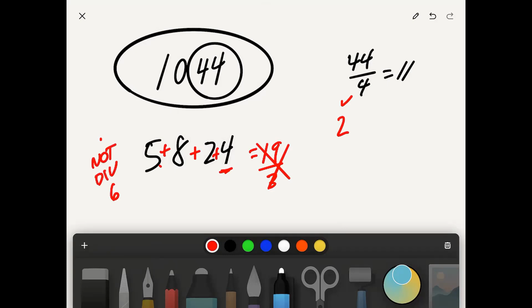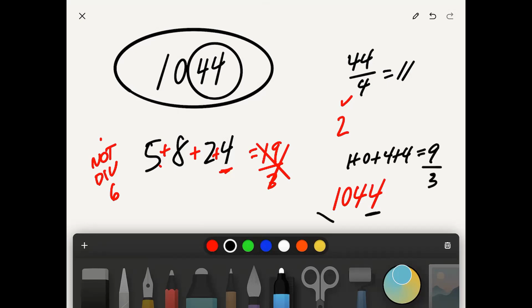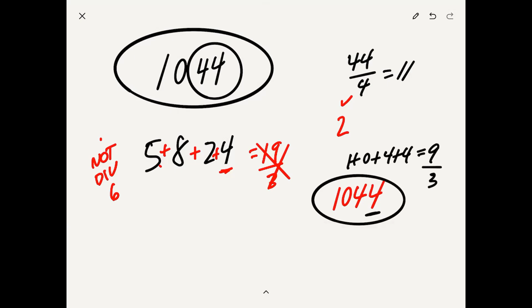Okay, now let's look at this one here. It says 1,044. Okay, so now it is definitely divisible by 2 because the last digit is a 4, which is an even number. And then we just have to add up all the digits. So 1 plus 0 plus 4 plus 4 is 9. 9 is divisible by 3, so this number is divisible by 6.